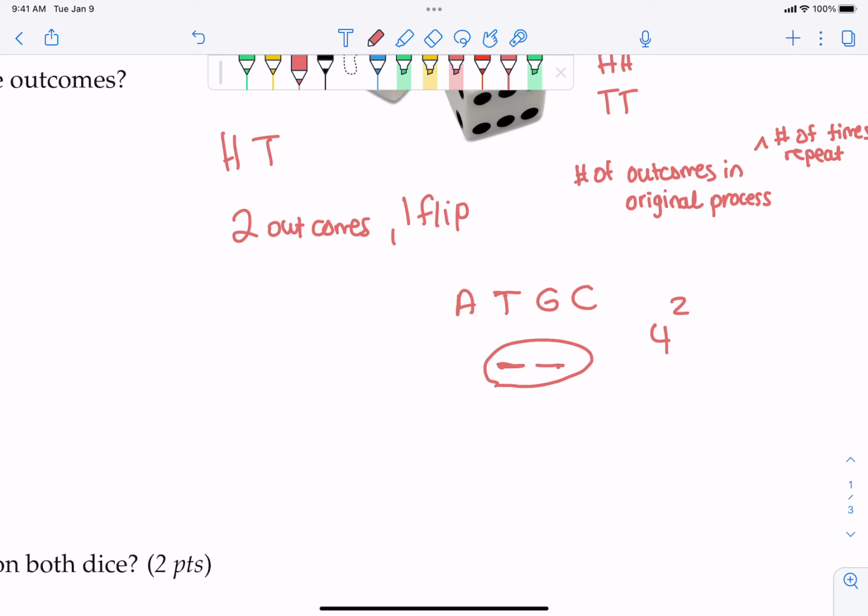Now, oftentimes you'll see it's 4 bases or something that I'm looking for. So same thing, 4 to the 4th. 4 bases raised to the 4th power. I'm repeating the process 4 times, or I'm looking for 4 different bases. Each time I have 4 options of what could go in each place, right? I could either have ATGC here, ATGC there, and so on and so forth.